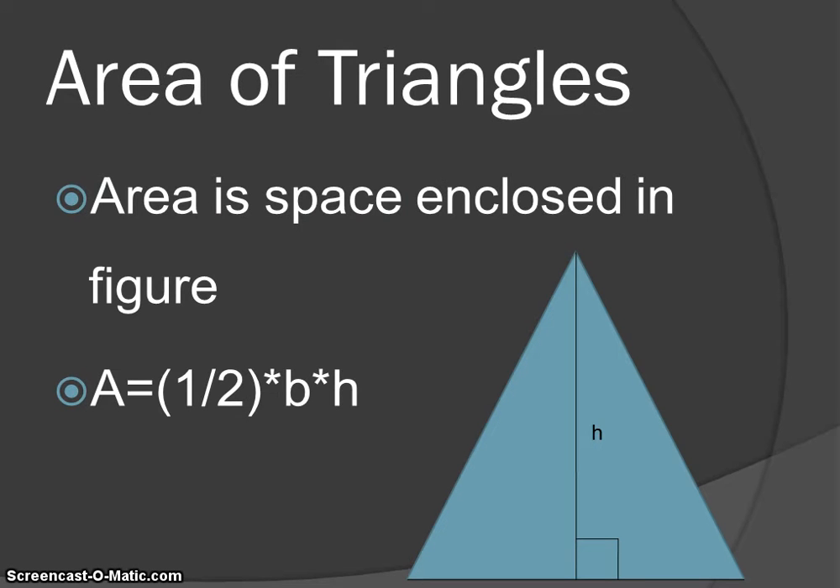The area of the triangle is the space enclosed within the sides of the figure. It is shown in this image right here by the blue shaded area. The area is found by taking 1/2, multiplying it by the length of the base of the triangle and the height of the triangle.